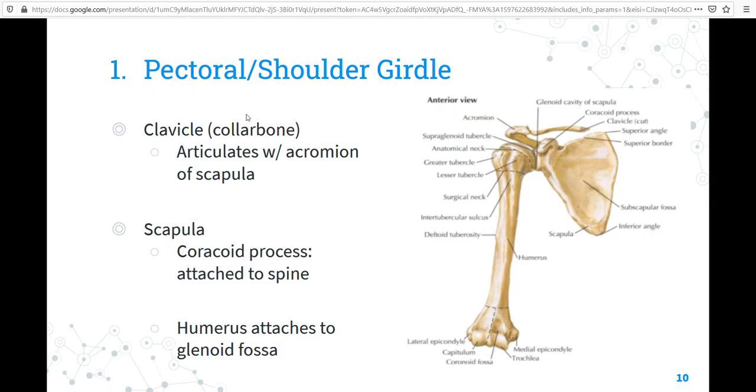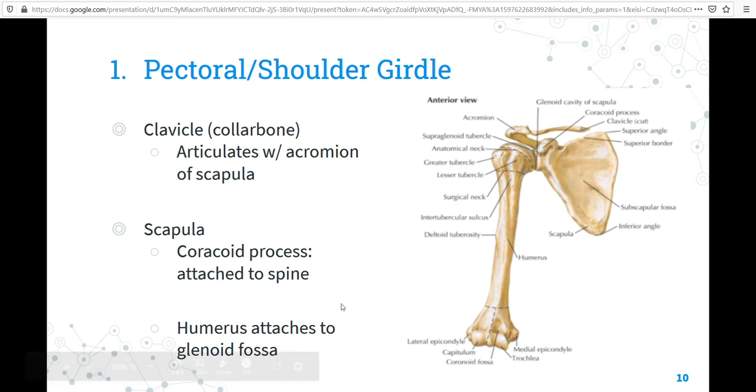So first, let's take a look at the pectoral or shoulder girdle. So we have the clavicle. It's otherwise known as the collarbone, and it can sometimes be seen. And it articulates with the acromion of the scapula, which is in the back of the scapula right here. This is the scapula. And the coracoid process here in the front is how the spine attaches.